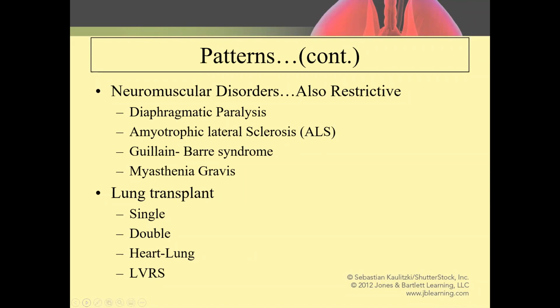Guillain-Barré, so perhaps a post-viral syndrome that results in increased protein in the cerebral spinal fluid and a demyelinization of the nerves. Myasthenia gravis, so you have a neurotransmitter abnormality that results in a weakness that often starts in the face and the eyes and kind of works its way out and down. Guillain-Barré tends to start in the extremities and work its way up. Lung transplants, so single, double, heart, lung, things along those lines.